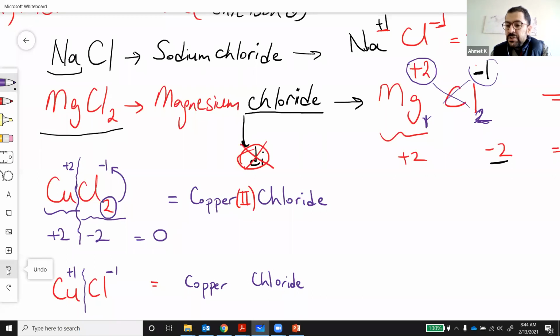Again, these are transition metals and you need to get used to it. They can have different charges in different molecules. Therefore, I should be calling this copper 1 chloride. Otherwise, if you just leave it as copper chloride, there will be confusion about which copper chloride you're talking about. Okay? All right, any questions?